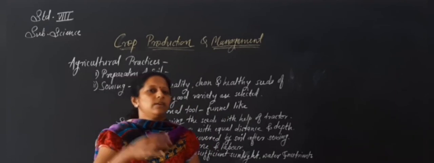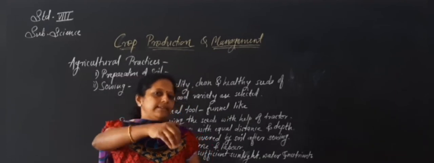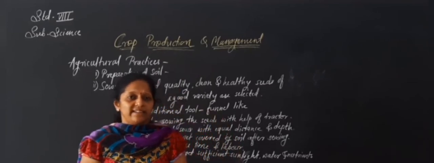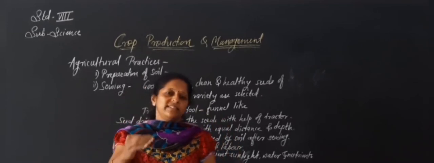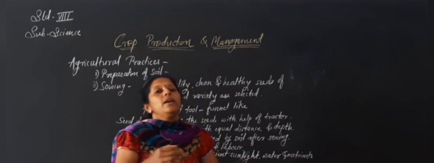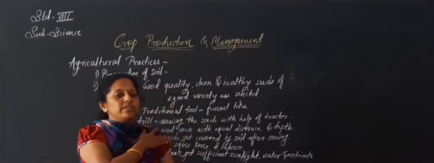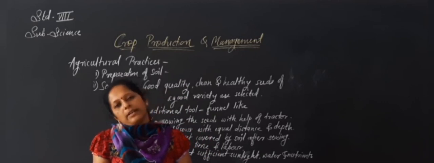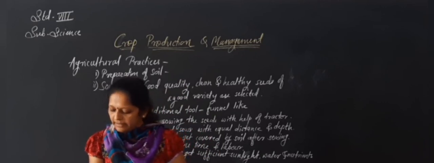With the help of water, take water in a vessel and put the seeds in the water. You observe that some seeds are sinking and some are floating. So take and select the sinking seeds and use them for sowing in the field. Then you get a good production of yield.